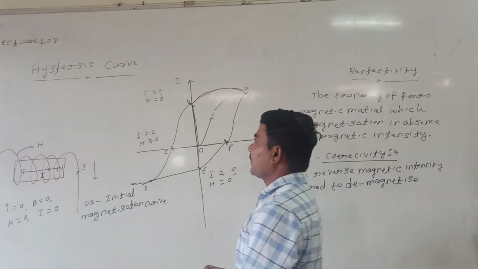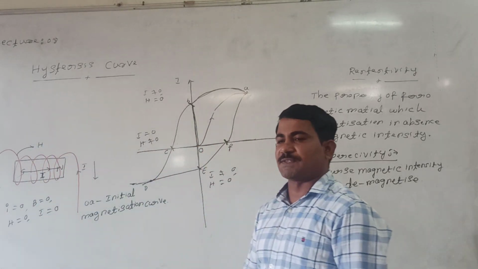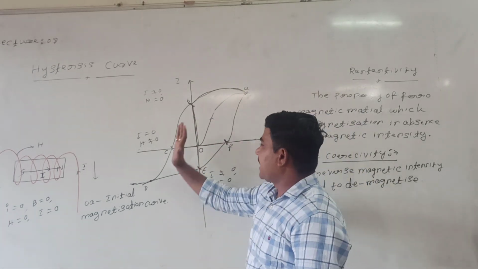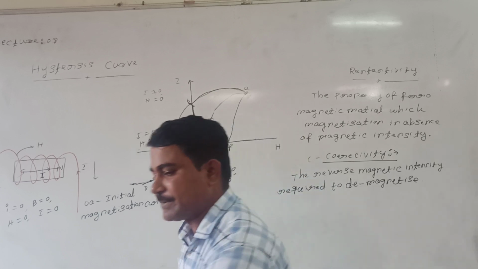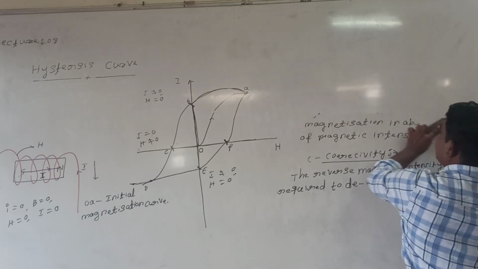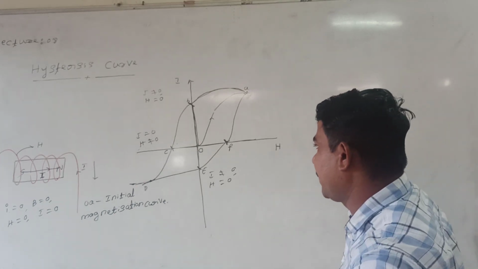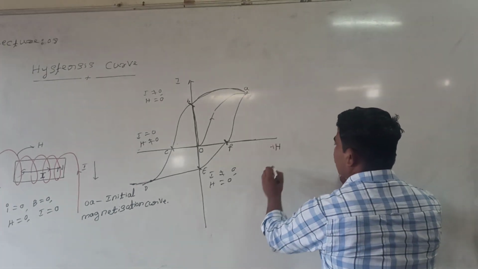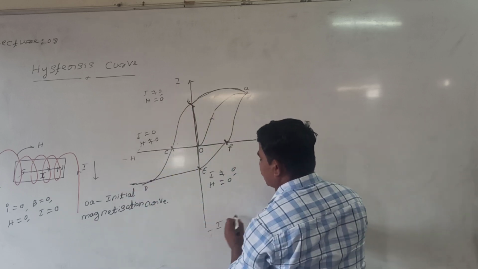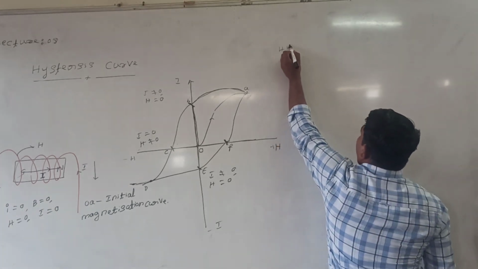The question is, what is meant by hysteresis? And what does this loop indicate? What does this area indicate? That we will see. Look at me here. So let us see what is meant by hysteresis. This is nothing but positive H, and this is minus H. So this is plus H, then plus I, and this is minus I. Question is, what is meant by hysteresis?